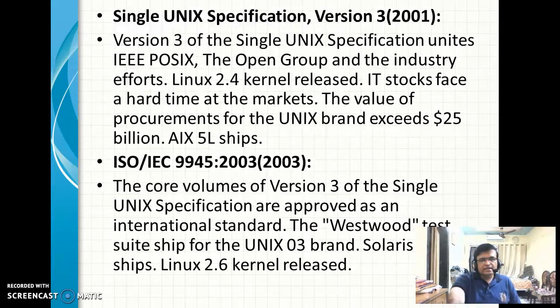ISO/IEC 9945 of 2002 ISO standards were confirmed for the core volumes of version 3 of the Single Unix Specification, approved as an international standard. The Westwood test suite shipped for the Unix 03 brand, Solaris 9 ships, and the Linux 2.6 kernel was also released during this period.